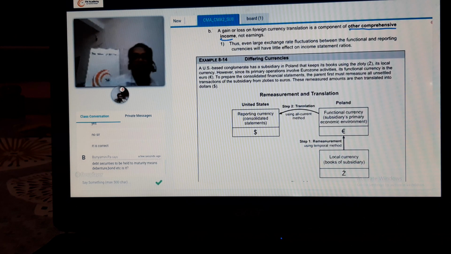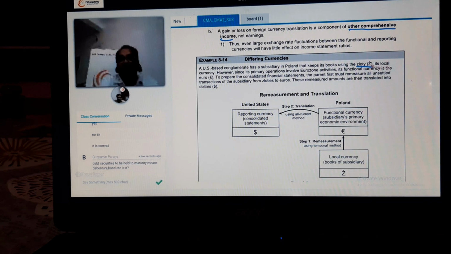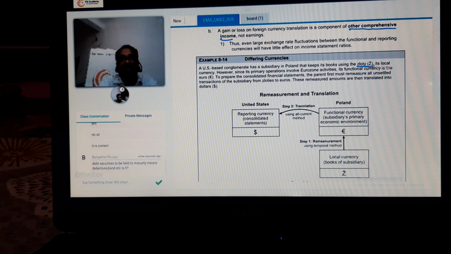A US-based conglomerate has a subsidiary in Poland that keeps its books using zloty, its local currency. However, since the primary operation involved Eurozone activities, its functional currency is what? Euro. To prepare the consolidated financial statement, the parent must first remeasure all the unsettled transactions of the subsidiaries from zlotys to euros.